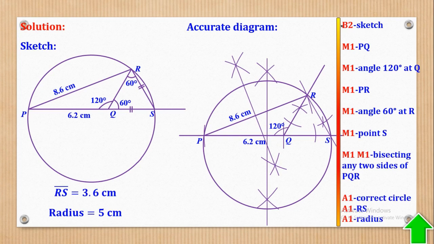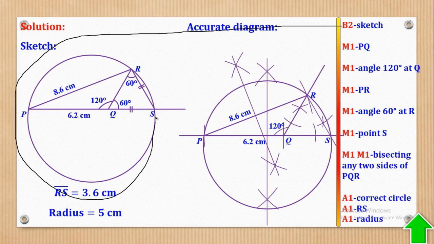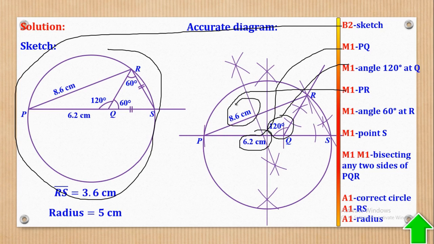So in this case, B2 for this correct sketch, when the whole of it is correct, that is B2, so there are 2 marks. Then M1 for measuring side, if this side length is correct, 6.2, then it is M1. Then another M1 for constructing angle of 120 degrees at Q. Then another M1 for measuring off this side, so if this is correct and it is 8.6 centimeters, that is another M1. Then another M1 for measuring an angle of 60 at point R. So these arcs must be seen.